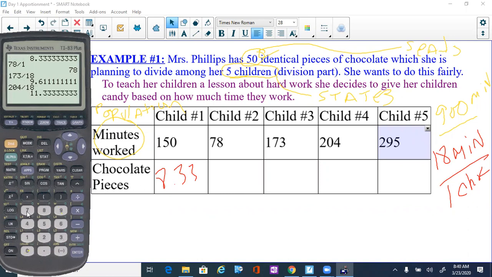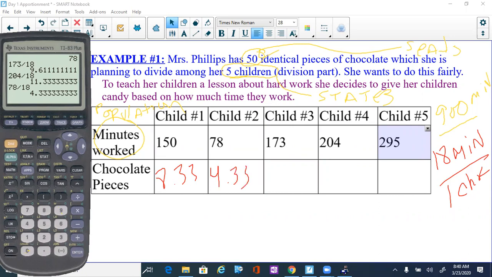Okay. Oh, 78 divided by 18. I'm sorry, I left that off there. Okay, and I'm just going to go ahead and write some of these on there now. So I'm going to say 78 divided by 18. Well, I know it's 4.33.